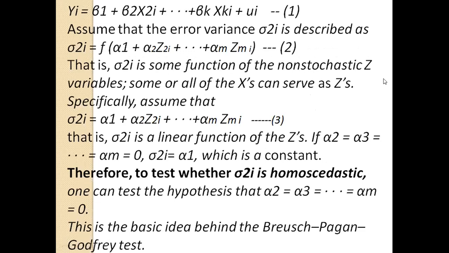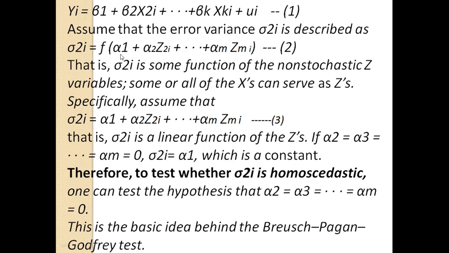As I told you, here they assume that the error variance, sigma squared i, is a function of z variables: sigma squared i equals alpha 1 plus alpha 2 z2i plus dot plus alpha m zmi. It means that the variance of the error term depends on the z variables, up to m number of variables. I did not mention k here because in the first equation I mentioned k above.